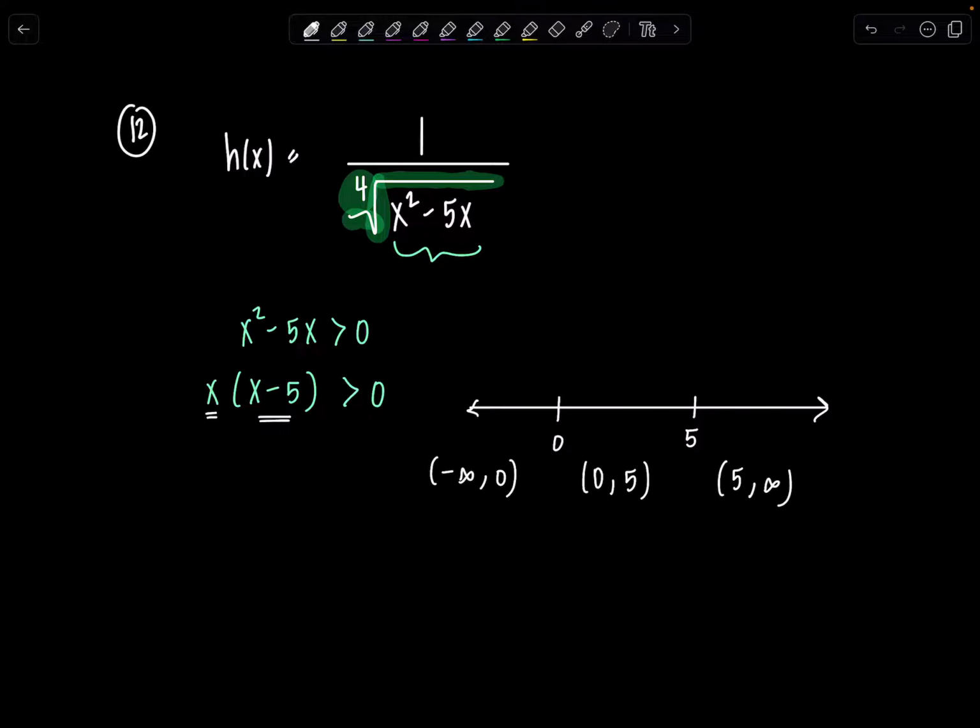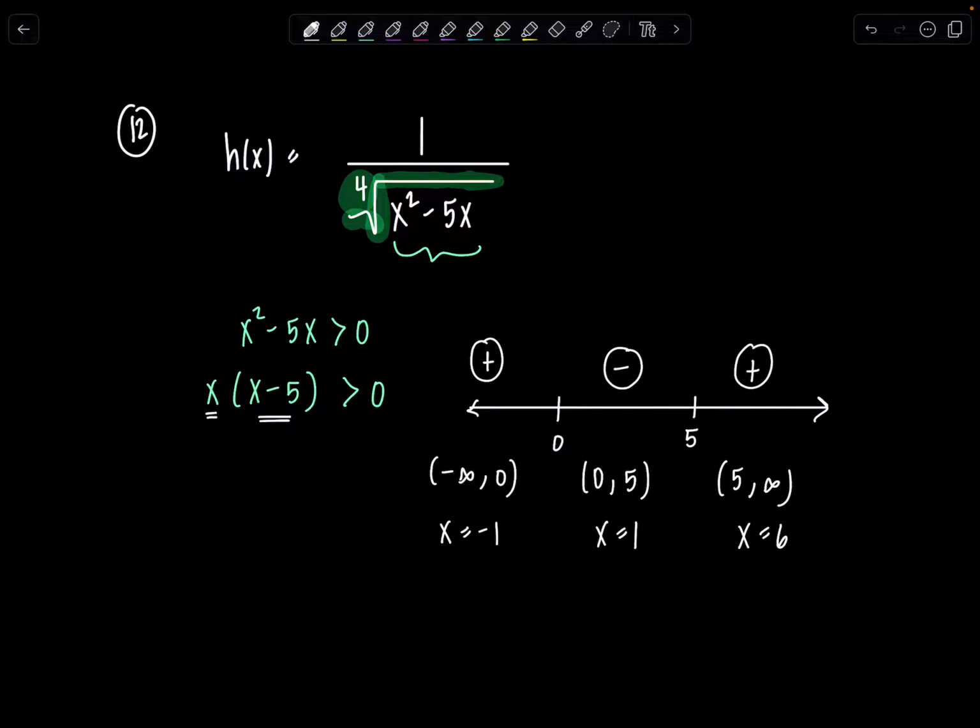And just like in example number 10, you just pick a representative value and test the sign. So say I pick x equals negative 1, that would be negative. Negative 1 minus 5 is also negative. Negative times a negative is positive, right? Very good. Say you pick over here x equals positive 1, positive, negative, positive times a negative is negative. And then say I pick something like 6, positive, positive.